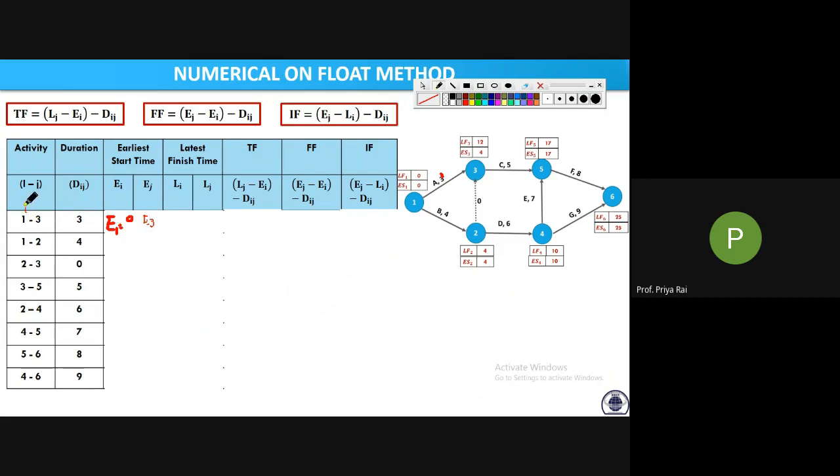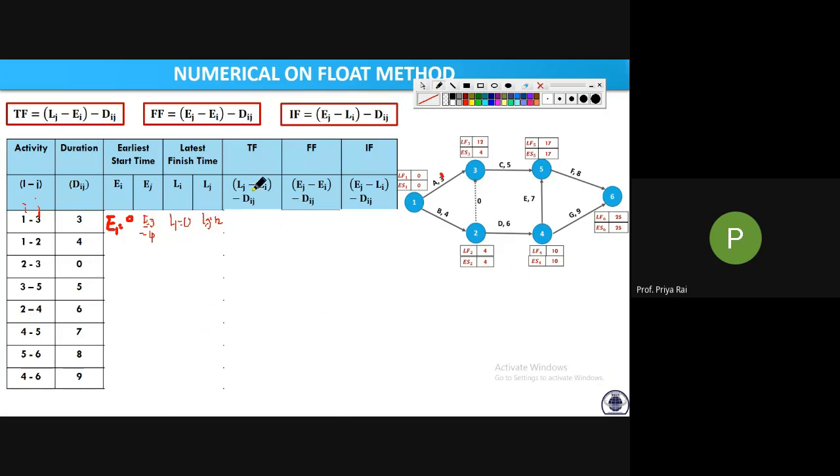See, this is I, this is J. So EJ is E3. How much is E3? E3 is 4. Now what is LI? I is L1, that is 0. LJ is L3, that is 12. So 0, 4, 0, 12.